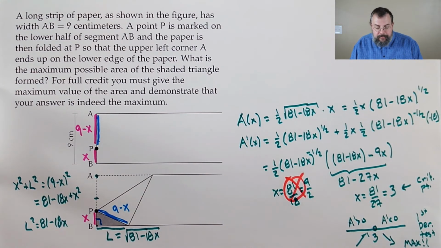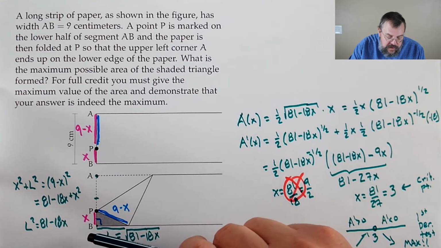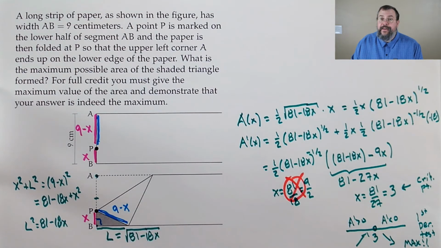We've demonstrated it. Now, we're not quite done because what haven't we done yet? We haven't answered what it was looking for. It's looking for the maximum possible area. We found when it happens. We said, aha, we want to fold it so that we're 3 centimeters along. So now we actually have to say what the area really is. So what is our maximum possible area?